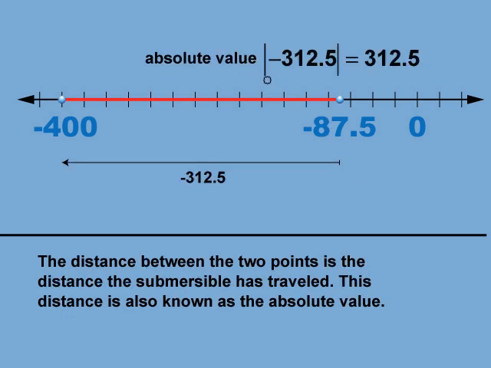But absolute value is a distance measure, which is positive. So we enclose the number within absolute value brackets to find the distance, which is positive 312.5. Let's look at a final example.